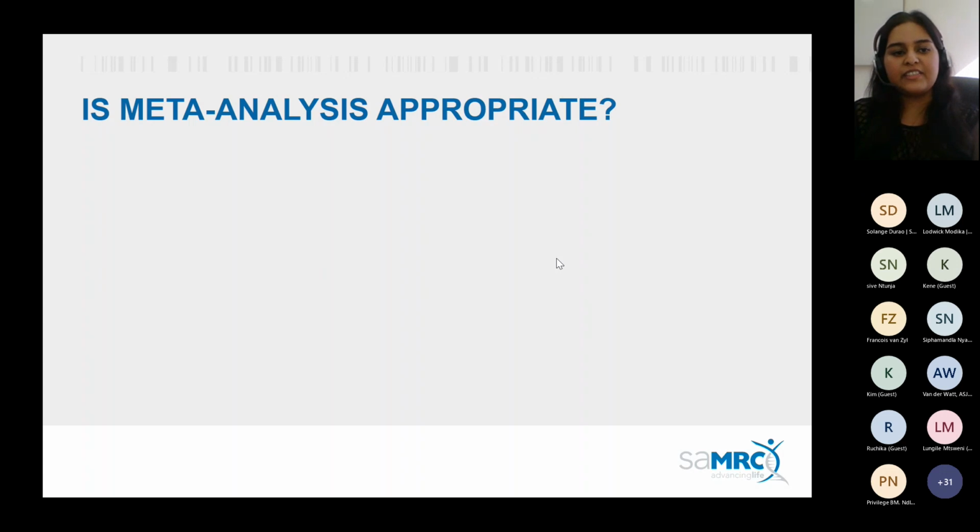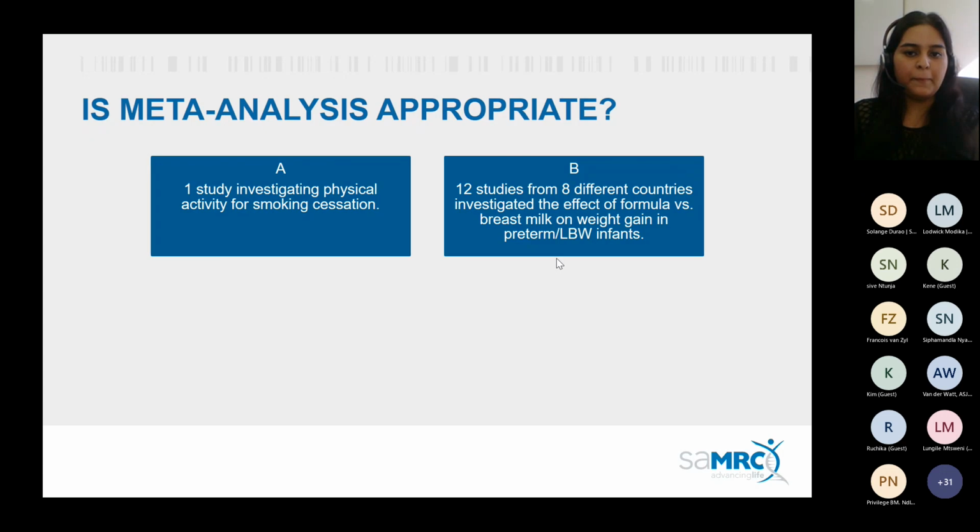So the next thing we're going to look at is when is it appropriate to conduct a meta-analysis? So again, we're going to have a couple of scenarios, and you can type in either A or B if you think a meta-analysis would be appropriate for that scenario. So we have scenario A. We have one study investigating physical activity for smoking cessation. And scenario B, where we have 12 studies from 8 different countries, and they investigated the effect of formula versus breast milk on weight gain in preterm and low birth weight infants.